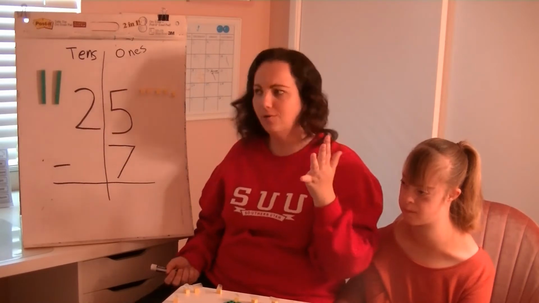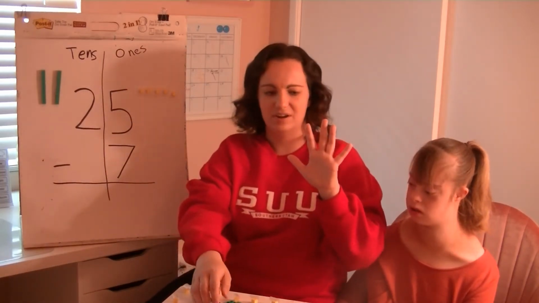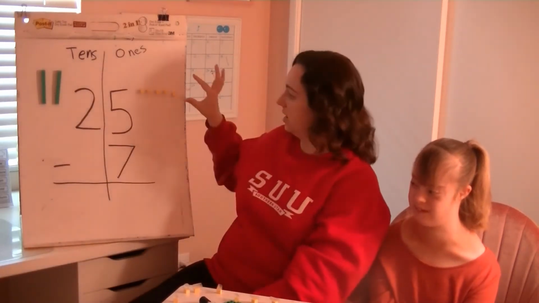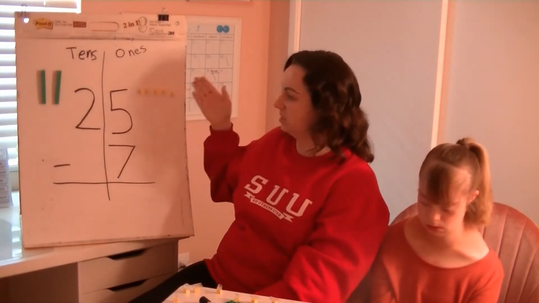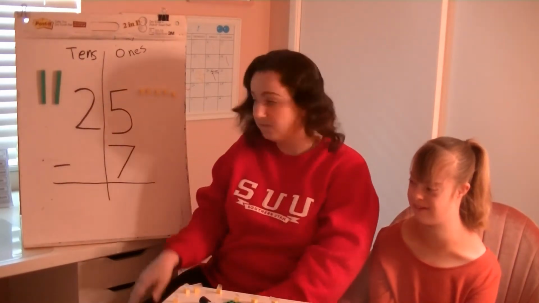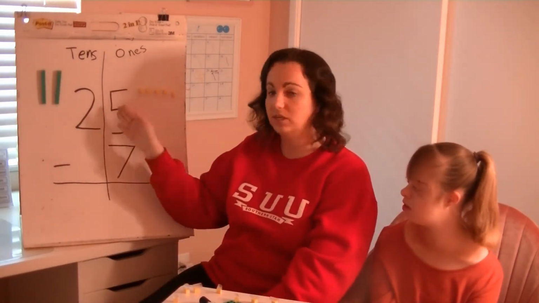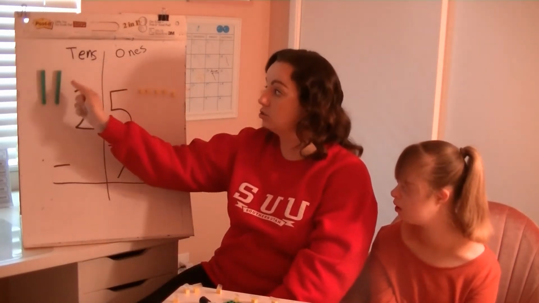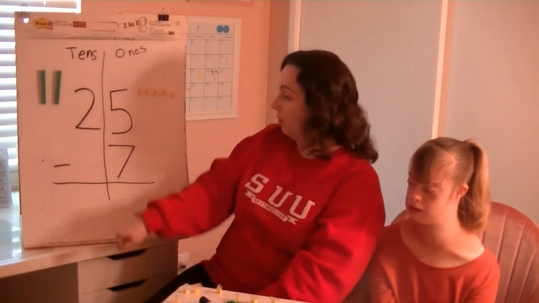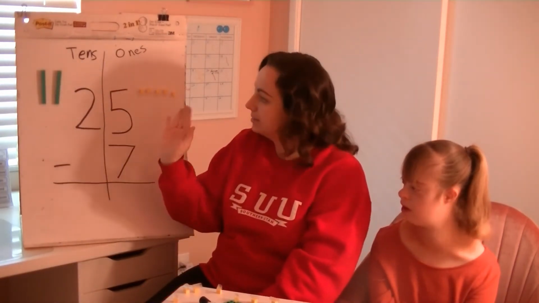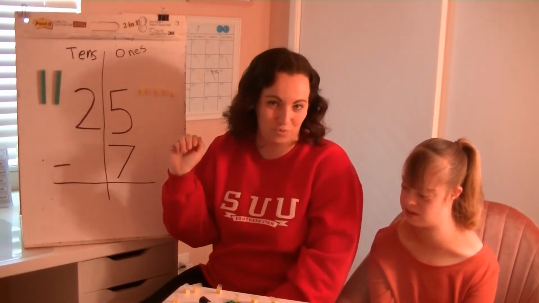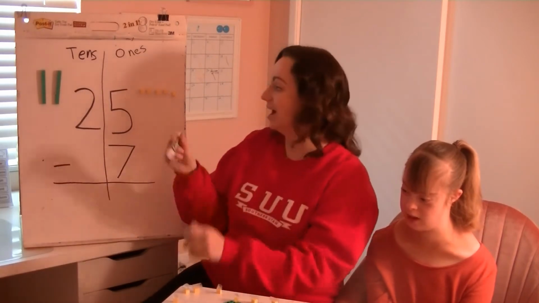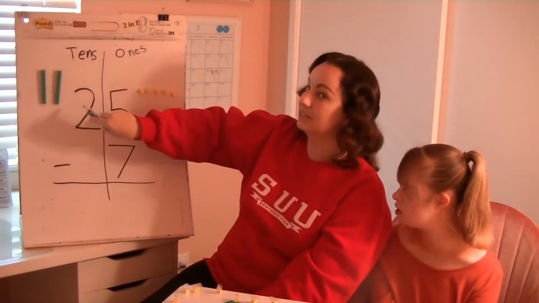No. No, because 5, there's not enough to take 7 from. 1, 2, 3, 4, 5. There's not enough. Like, there's not 7 to take away from. 5 doesn't have enough to be subtracted or taken away from. So, that means I need to go next door to the 10 side and ask for help. Hi, 10 side. We need some more ones. Help us. That's when the 10 side is going to give us the 10.